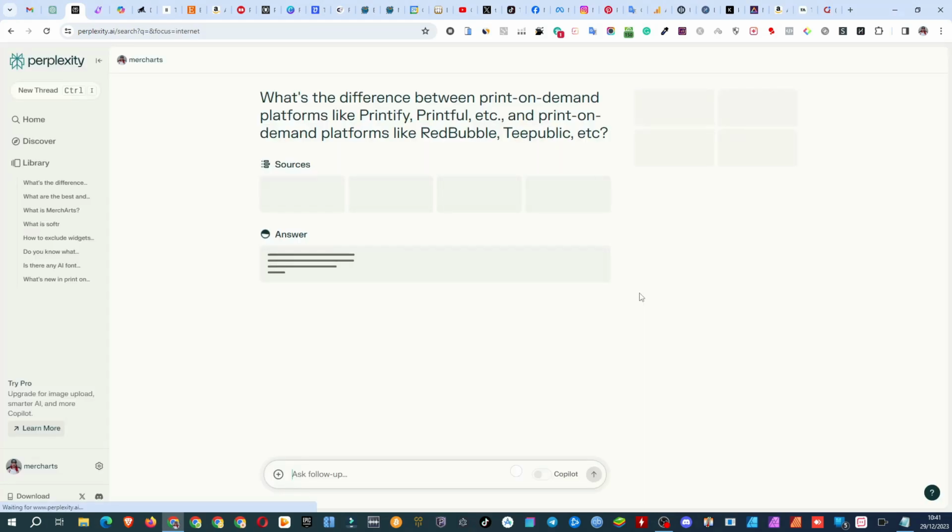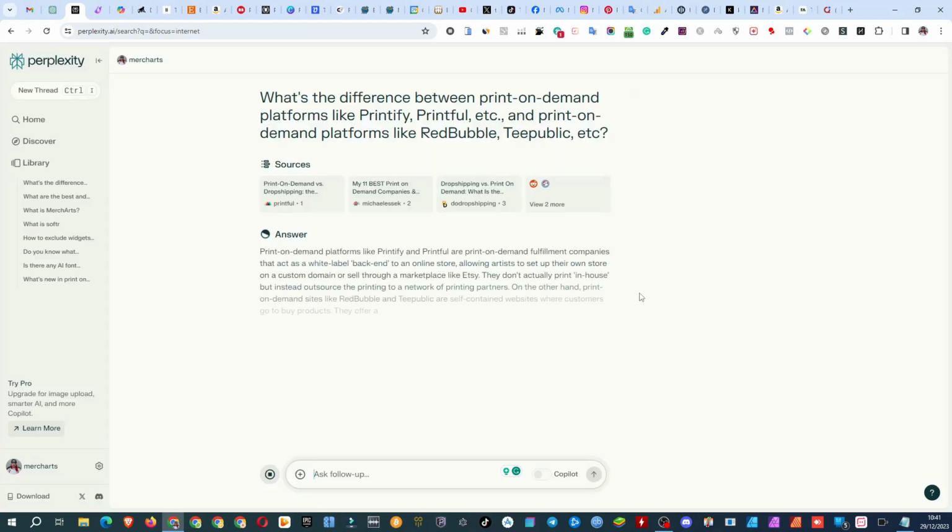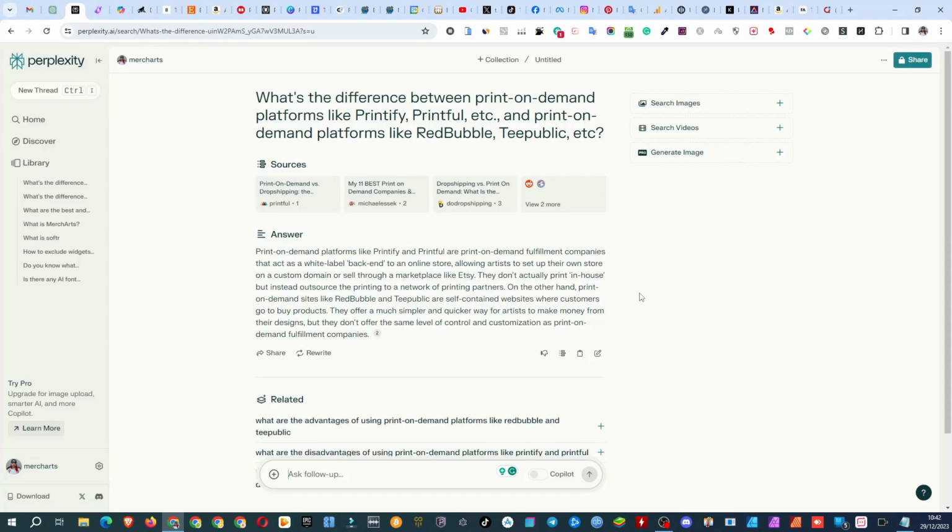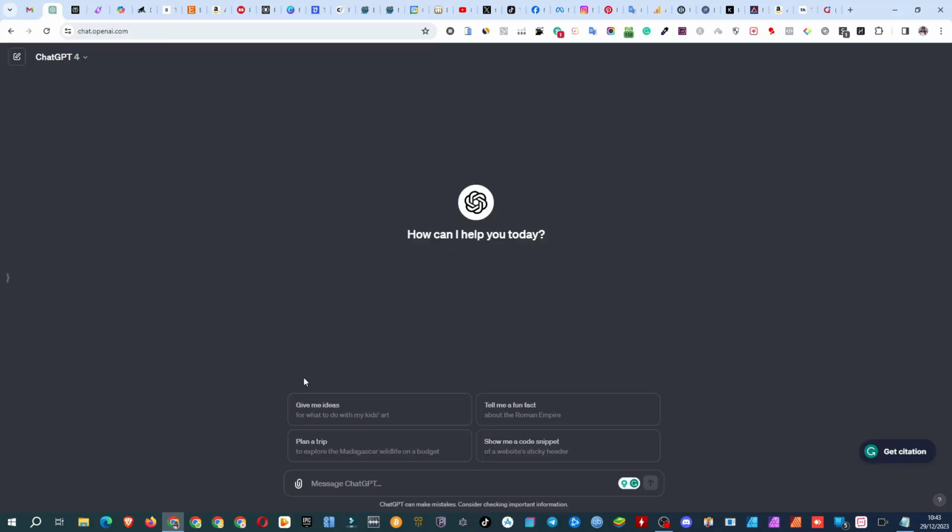I decided to give Perplexity another chance and supplemented my question. What's the difference between print-on-demand platforms like Printify, Printful, etc., and print-on-demand platforms like RedBubble, TeePublic, etc.? This time, Perplexity answered more accurately but still superficially, making it difficult for someone unfamiliar with the topic to grasp the main essence. I won't repeat it here. Feel free to pause the video and read it yourself.